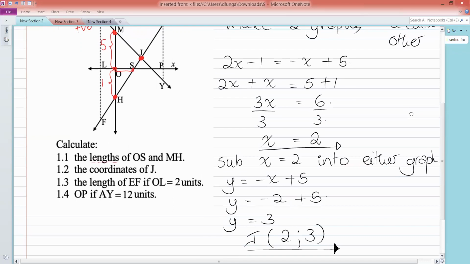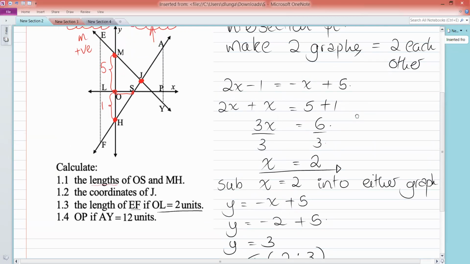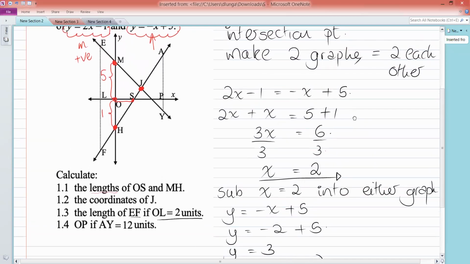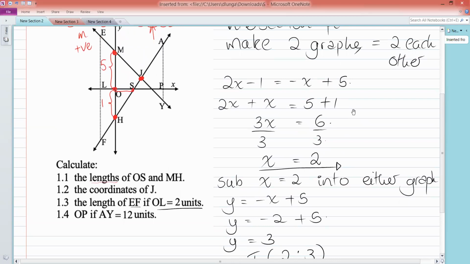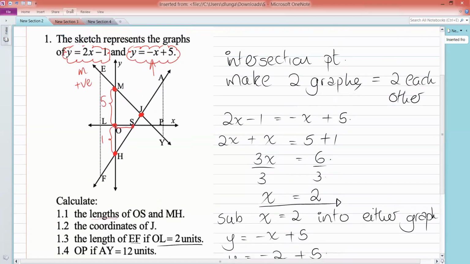Now, let's go and look at the third question. So now with the third question, they want us to calculate the length of EF. If OL, the distance from O to L, is 2 units, then they want us to work out what EF is. So we're going to use our knowledge from what we did in the first question and apply it to this one. So let's erase the unnecessary stuff here.